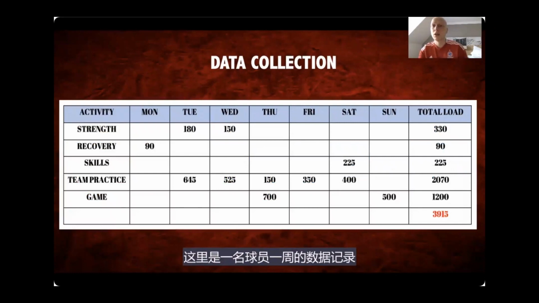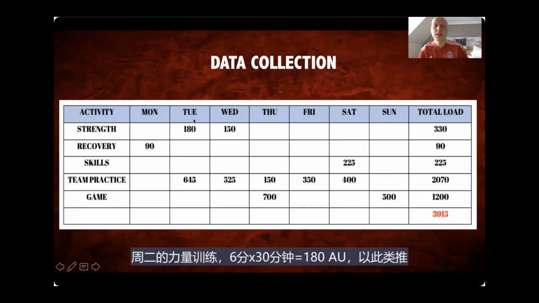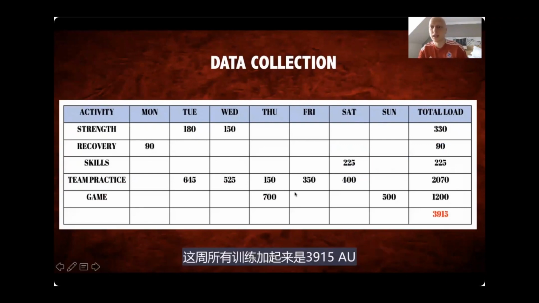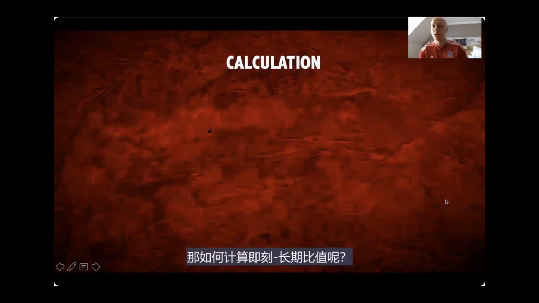Now, this is how data collection for a week looks like in a chart for one player. So on Monday, the player did a recovery session that was 3 out of 10 for 30 minutes. Then he did 30 minutes of strength, and he rated that as 6 out of 10, and so on and so forth. All the team practices, games, and so on. And this week, this player had 3,915 units of work.